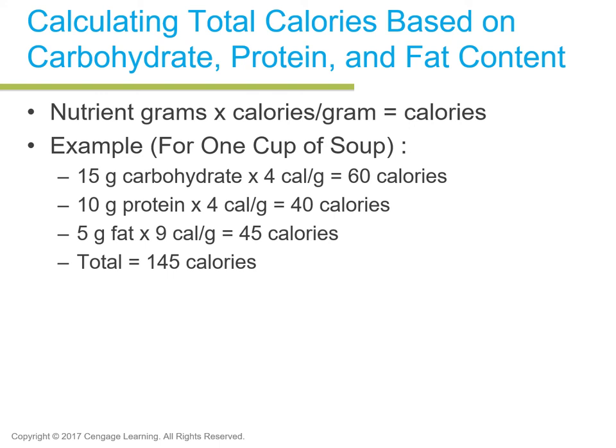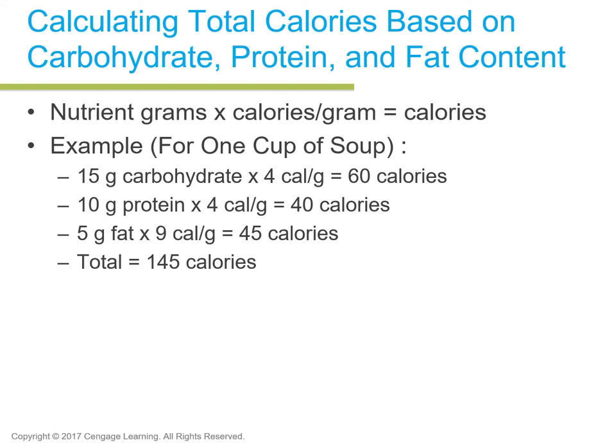So let's say that you bought a canned soup, and it said on the label that for 1 cup of that soup, you'll get 15 grams of carbs, 10 grams of protein, and 5 grams of fat. You would merely take the physiological values of each macronutrient: 4 calories per gram for carbs, 4 calories per gram for protein, and 9 calories per gram for fat. You would multiply, and you'll get the total calories from those grams. Now, when you add all three together, you'll get a total of 144 calories for that 1 cup of soup.